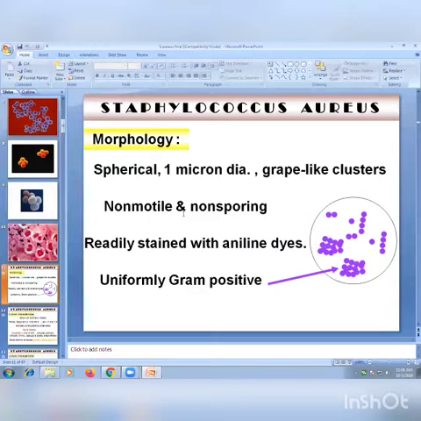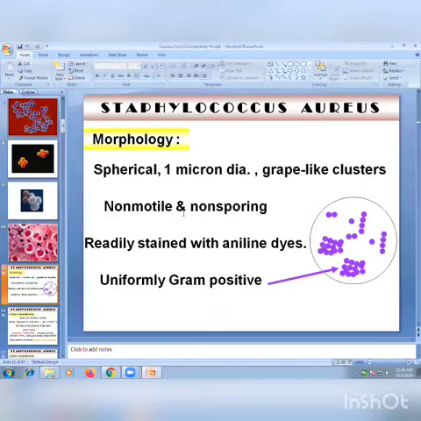Gold means aureus, so it produces golden color pigment, forming golden color colonies on the surface of nutrient agar. That's why it is called aureus. Morphology, as usual, is the first point. These are spherical cocci, 1 micron in diameter. As these are cocci, we measure the size in diameter. They form grape-like clusters, so they are arranged in clusters.